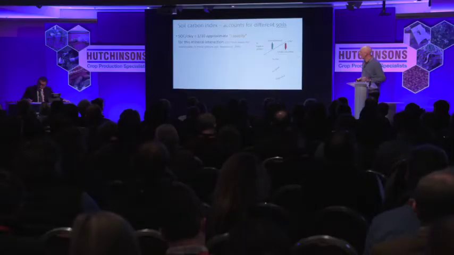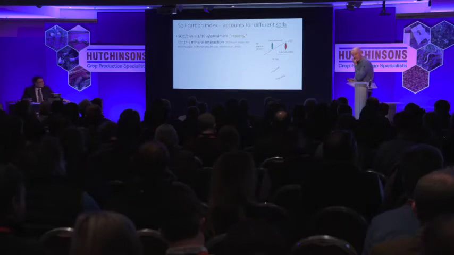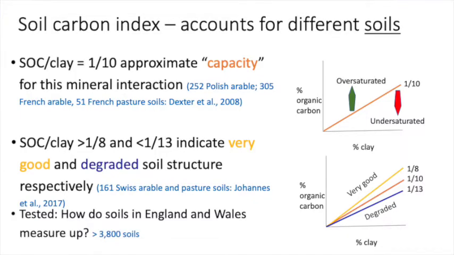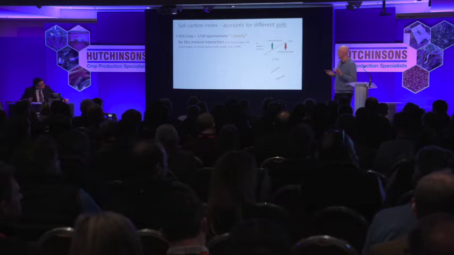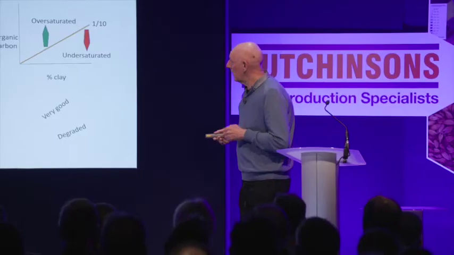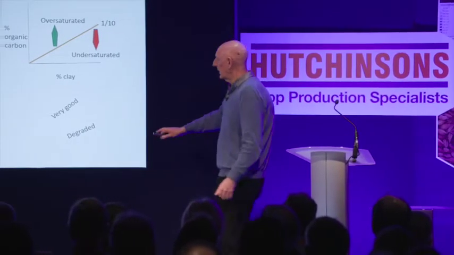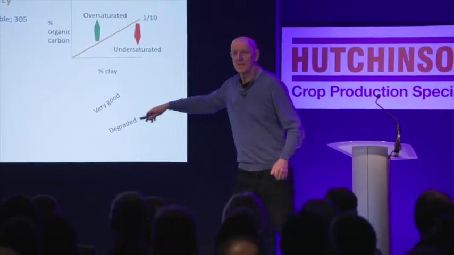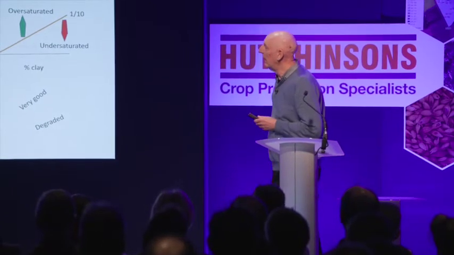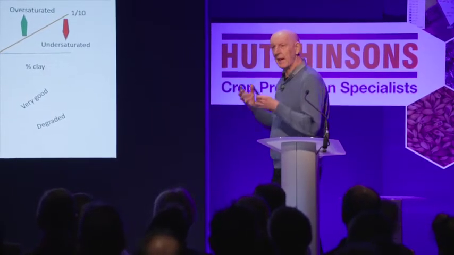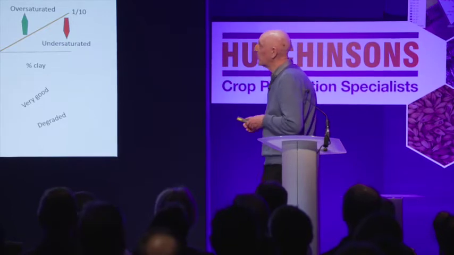So given that background, we've come up with what we call the soil carbon index. And this really accounts for the differences between soils. As Kerry said, soils differ all over the place, they even differ within a field. And you have to take account of that because that affects how much you can store. So very simply, this will be covered in a minute, by the way. Soil organic matter and clay are a really good indicator of this capacity to hold carbon in the soil.